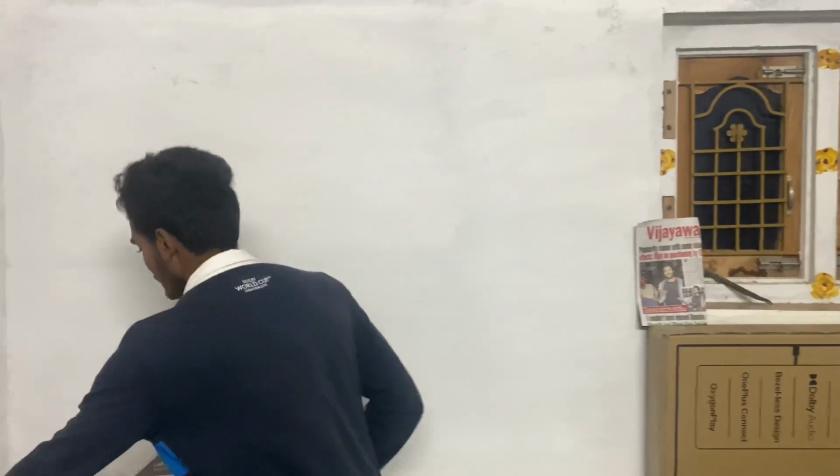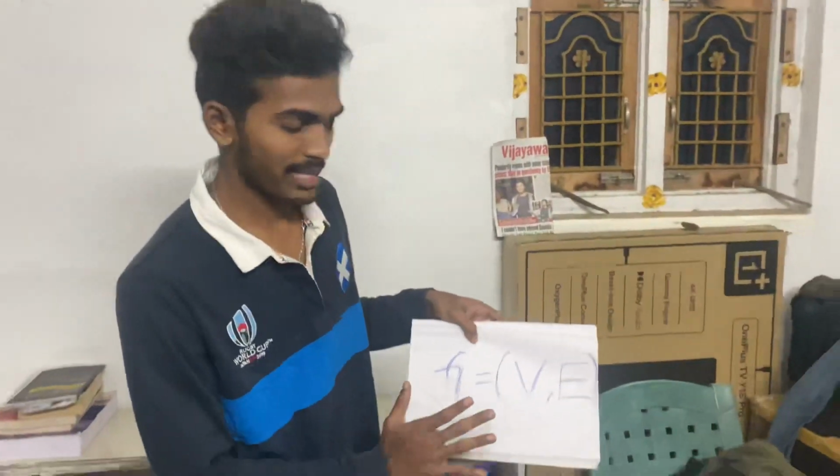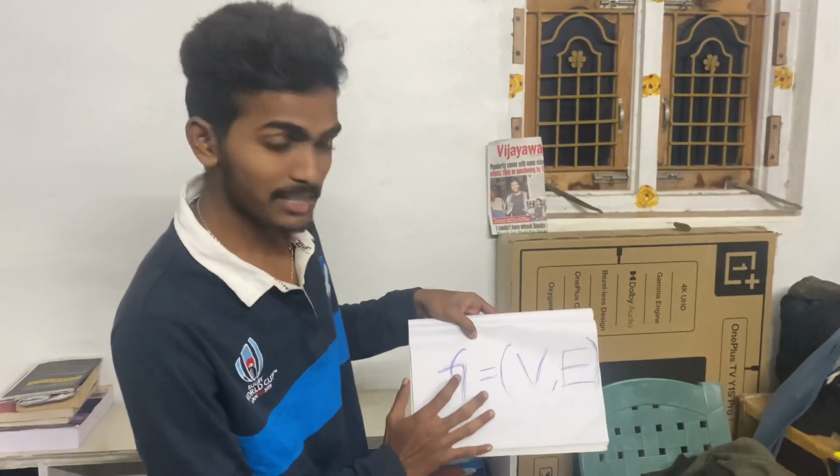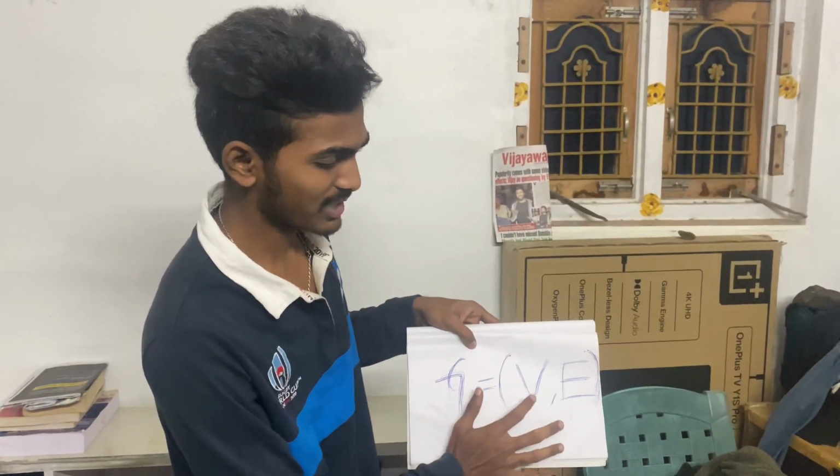See, this is the mathematical representation of a graph. Here G represents graph, V represents vertex and E represents edge. You see, in this graph we have a vertex. A vertex is an individual unit of a graph. This is also known as a node.